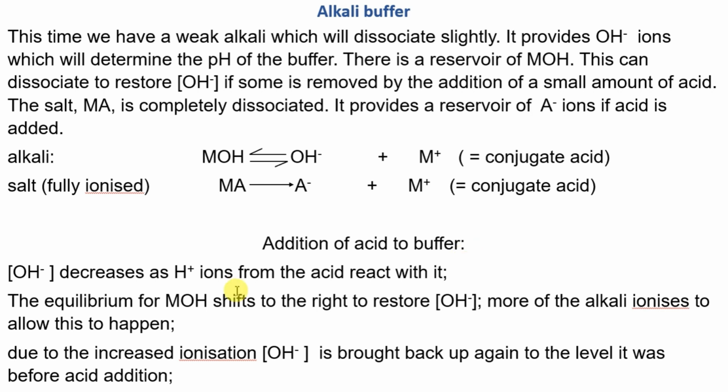Addition of acid to the buffer. OH- ion concentration decreases as hydrogen ions from the acid react with it. The equilibrium for MOH shifts to the right to restore the OH- ion concentration. More of the alkali ionizes to allow this to happen. Due to the increased ionization, OH- ion concentration is brought back up again to the level it was before the acid addition.